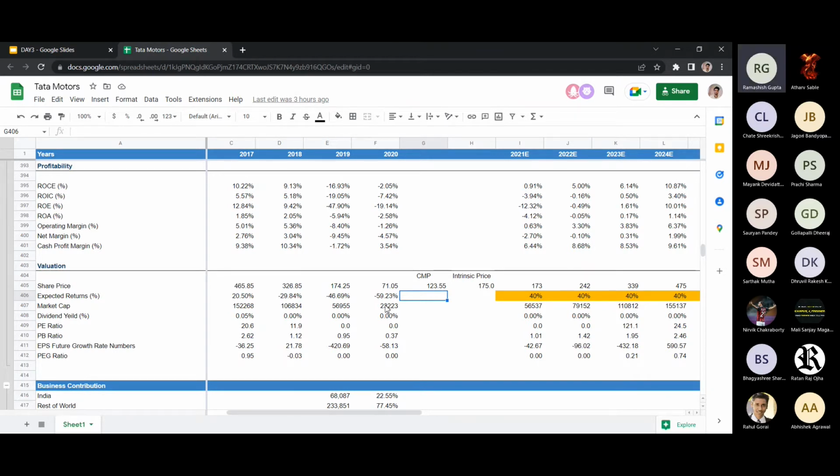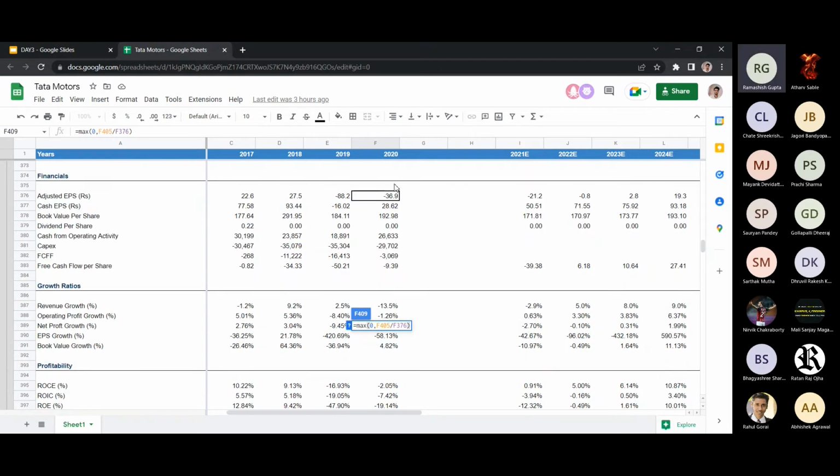Next is market capital. That is basically the share price multiplied by the number of shares. Next is the dividend yield. That is 0 in the case of Tata Motors because they don't pay any dividend. Next is PE ratio. Since the EPS of Tata Motors is negative, the PE ratio is 0.